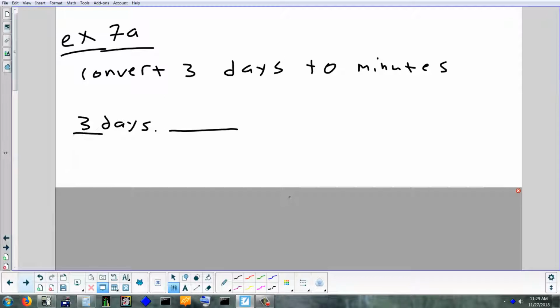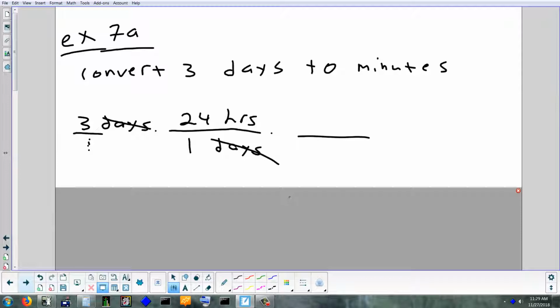So if you think of it, there's an invisible 1 there. I want days to cancel, so I'm going to put days in the bottom. And the conversion was just said: 1 day is 24 hours. Days in the top, days in the bottom. If you multiplied straight across, you would now have hours.